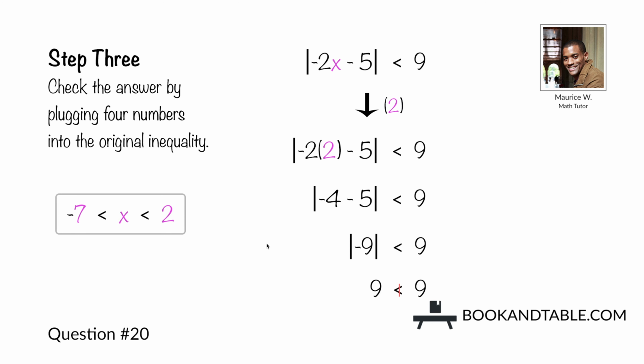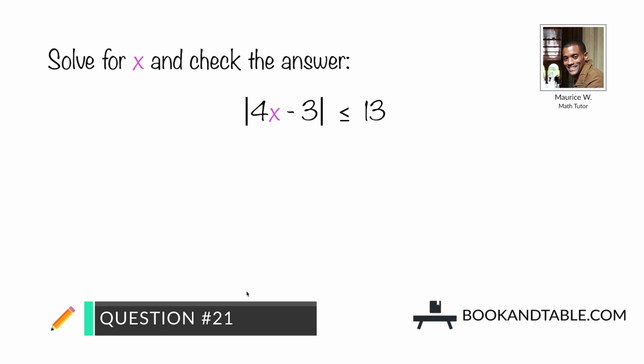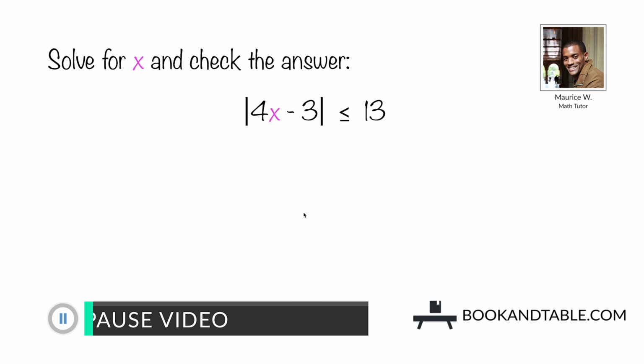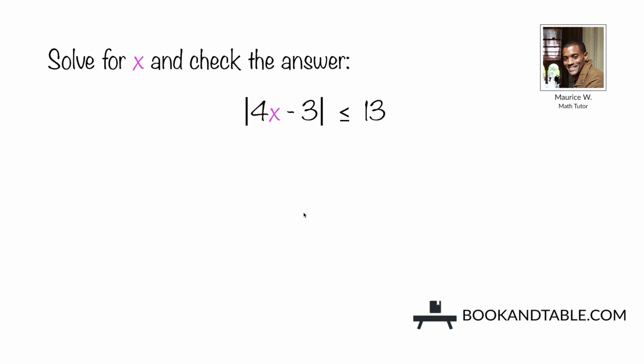So this confirms that the answer to question number 20 is negative 7 is less than x, which is less than positive 2. Let's take a look at question number 21. Solve for x and check the answer. The absolute value of 4x minus 3 is less than or equal to 13. Pause the video, answer this question, and then press play when you are ready.